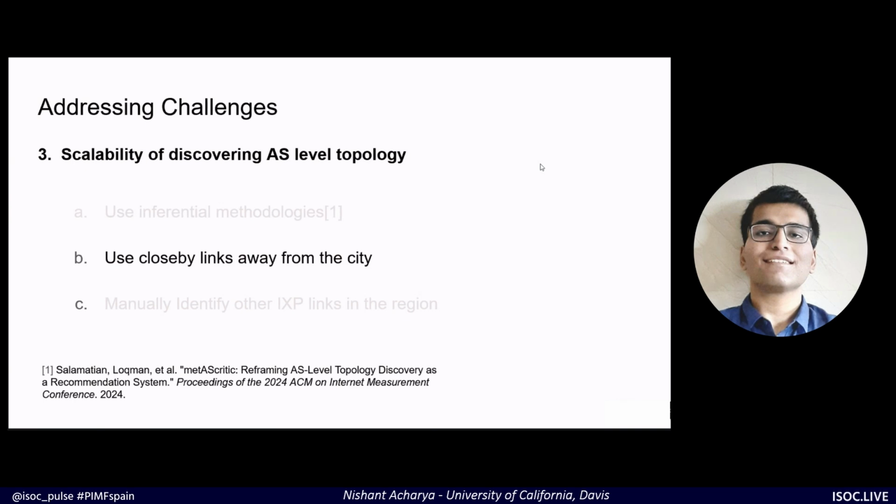The second idea is also closely related to MetAScritic. The idea was that while it is true that we might not be able to identify a lot of links by doing active measurements in the same city or same IXP, it is also possible that we can utilize close by links. In this case, our exact range was double the size of the city. São Paulo is approximately 50 kilometers in radius. So we choose a radius of 50 kilometers to 100 kilometers to identify links. The insight here is that these links are in the same geographical region. Hence, they might show a similar behavior at the target IXP.